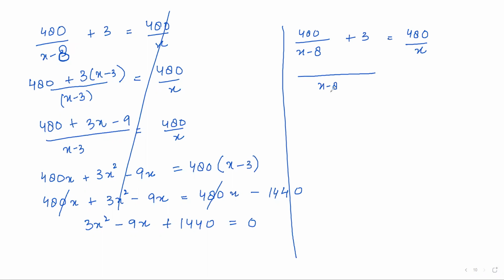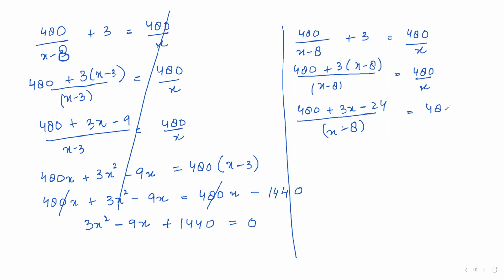So LCM is x minus 8. So you get 480 plus 3 into x minus 8. This is 480 divided by x. Okay. So 480 plus 3x minus 3 into 8 is 24, and divided by x minus 8. This is equal to 480 divided by x.